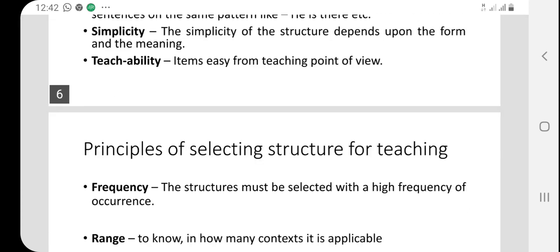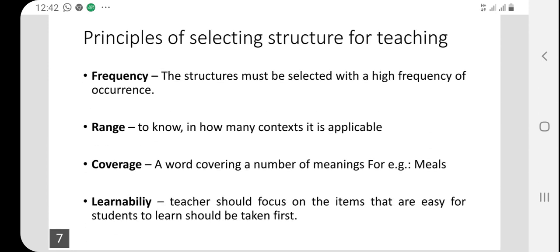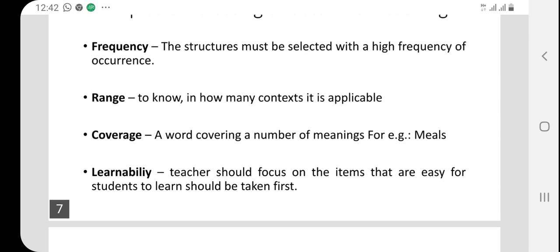Then we have principles of selecting structure for teaching. What are the principles for a teacher to teach structures? How to select a particular structure to teach in a class? That is frequency. The sentences should be selected that have more frequency of occurrence, that are happening in your life again and again. If they are happening in your life, they are the more suitable sentences for the learners.